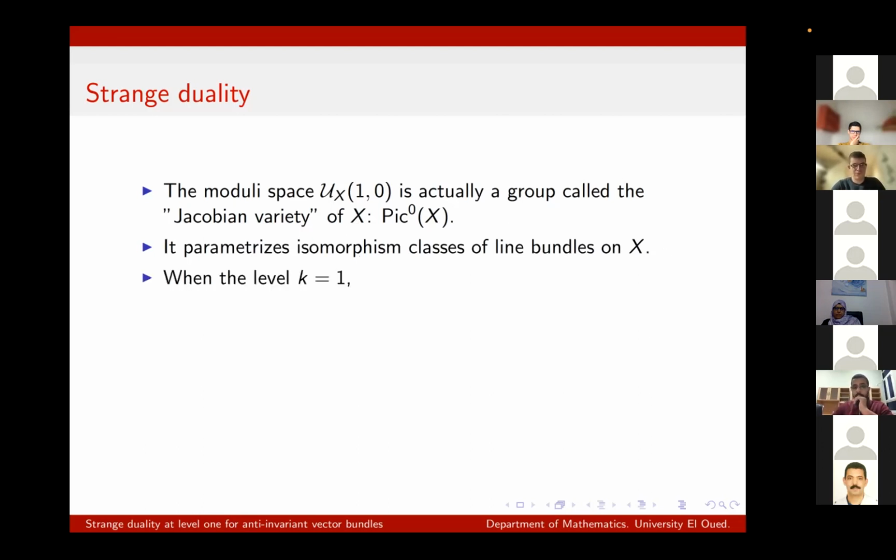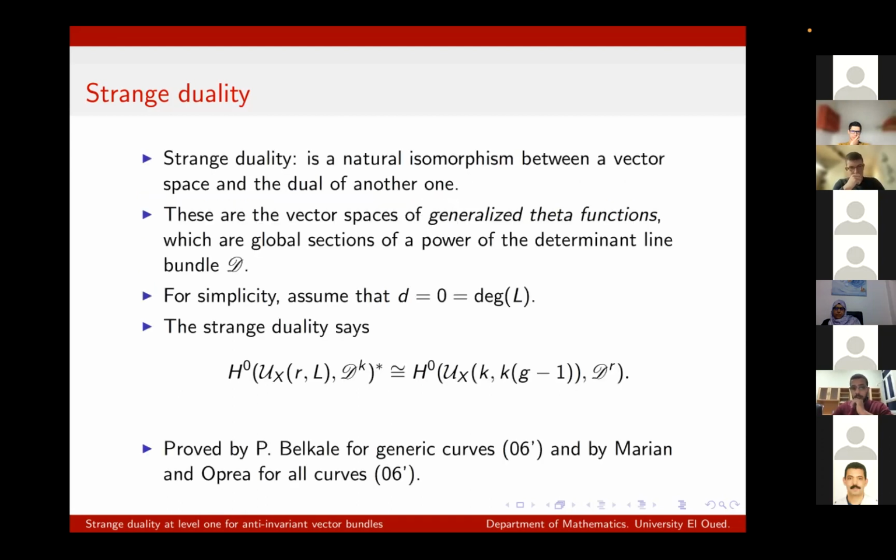So if we take the level K equal to 1 in our strange duality, then we get here the moduli space of rank 1 vector bundles, that is, the line bundles of degree g-1, which is the Picard group of X in degree g-1. And here we will have the determinant line bundle of the Jacobian, which is the principal polarization, at level R. And on the other side, we have rank 1, level 1 generalized theta functions.